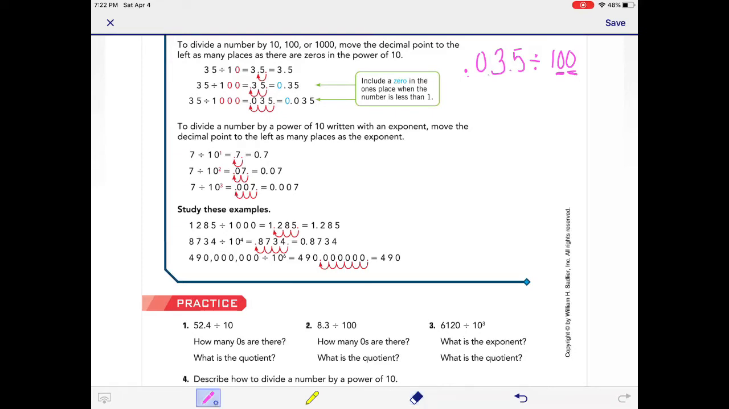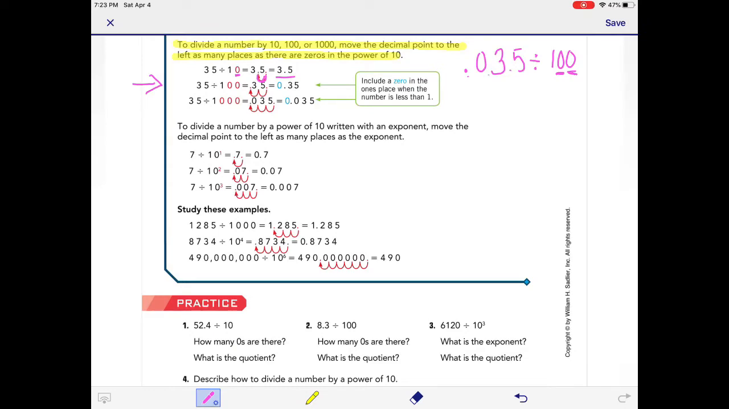That got much smaller, which makes sense because we're dividing it into 100 pieces. Okay, so that is our lesson for today. That's the first part right here. It says to divide a number by 10, 100, or 1,000, move the decimal point to the left as many places as there are zeros in the power of 10. Then it gives us an example here: 35 divided by 10. You can see there's 1 zero. So they moved the decimal point over 1 spot and got 3.5, which is smaller than 35.